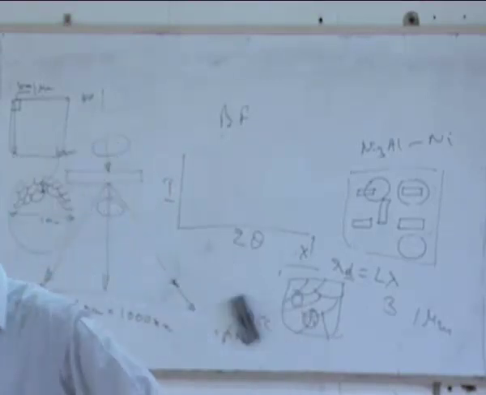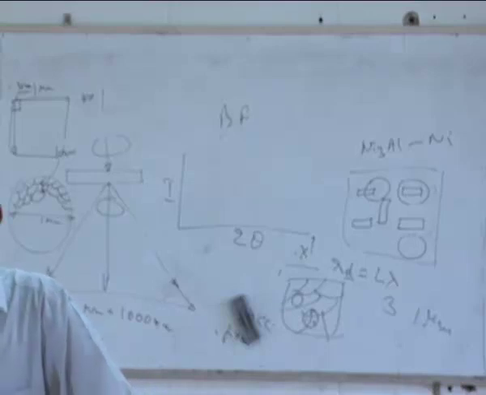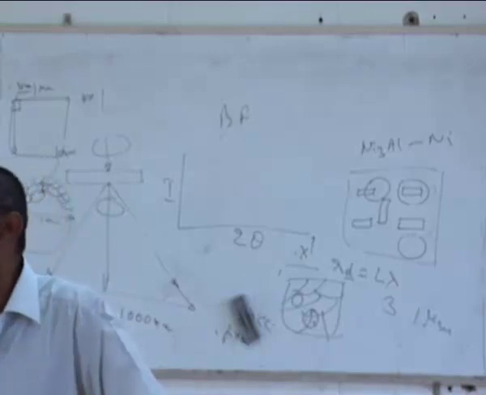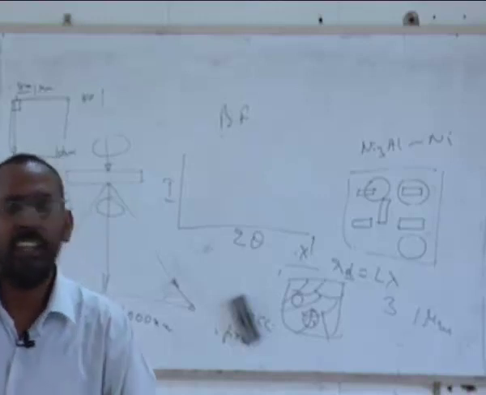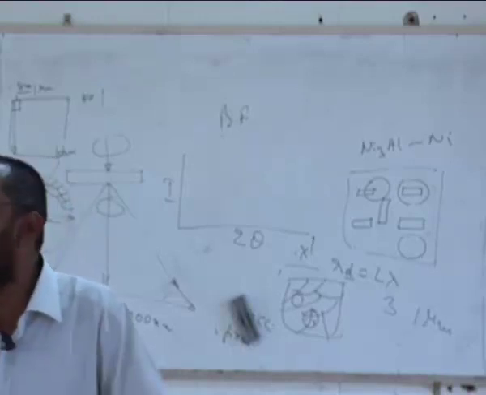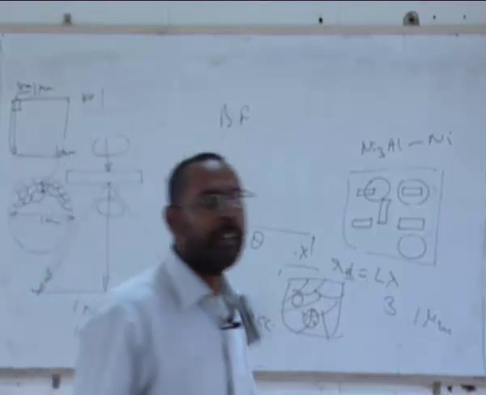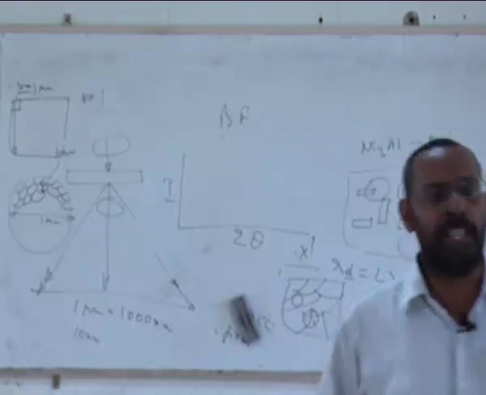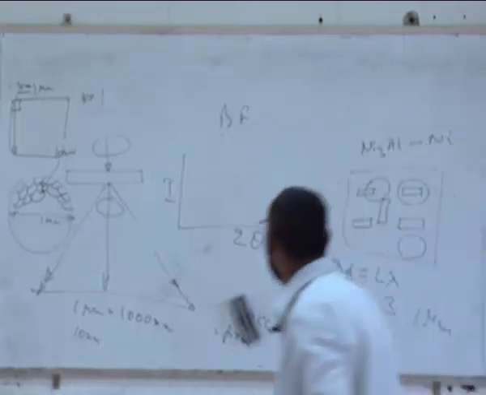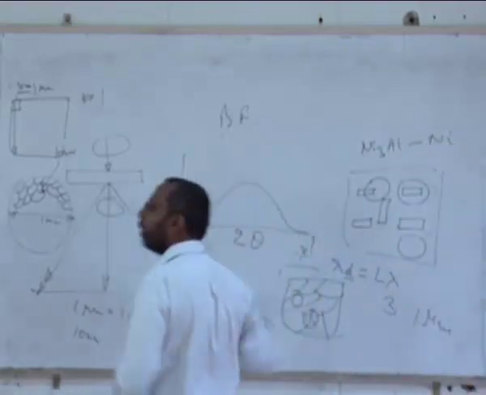But if I take an amorphous material, what kind of pattern will I get? There are no HKLs here because there are no atomic planes in an amorphous material. Atoms are all randomly arranged. If the atoms are randomly arranged, there are no HKL planes for the diffraction to take place, and as a result, you get a broad peak.